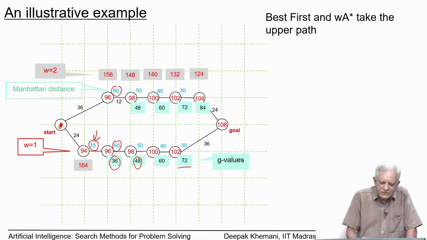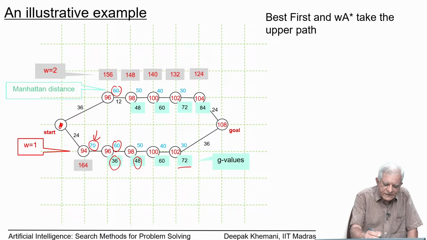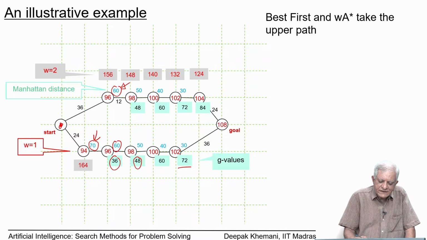weighted A star and with best first search? Best first search only looks at the distance to the goal. So, it will start with this node with the value 60. When it generates the two successors, one has a value 60 on the top and one has a value 70 on the bottom. So, best first search will start with 60, generate its successor which is at 50, then 40 and 30, and as you can see it is monotonically decreasing. So, best first search will shoot off on the upper path.